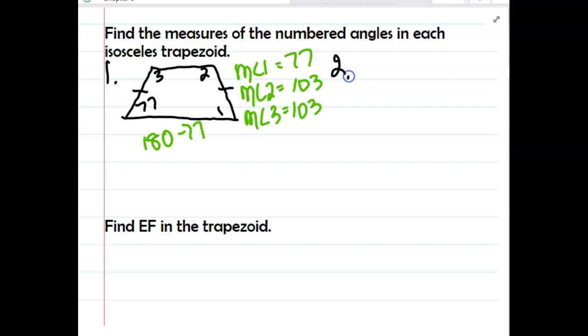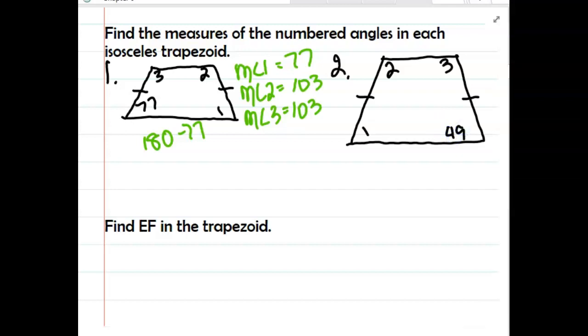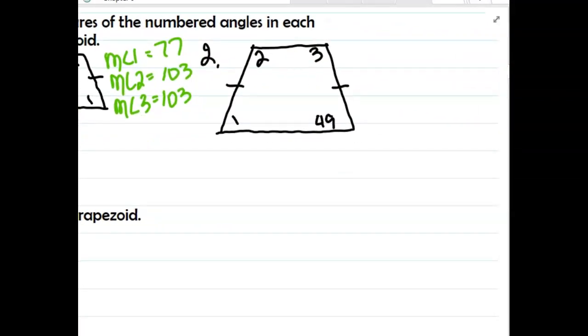Okay, number 2, let's draw another isosceles trapezoid here. So we have our congruent legs. The bottom left is going to be angle 1, angle 2, angle 3, and that bottom right angle is going to be 49. And once again, we're looking for the measure of angle 1, the measure of angle 2, and the measure of angle 3.